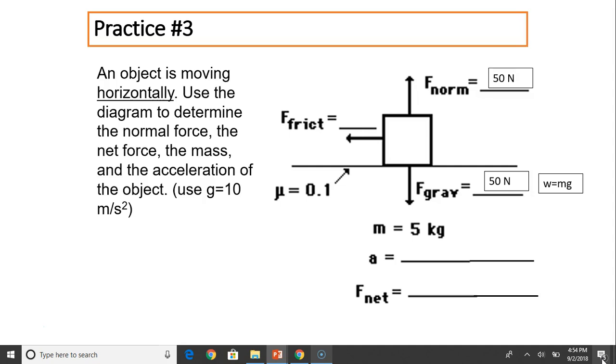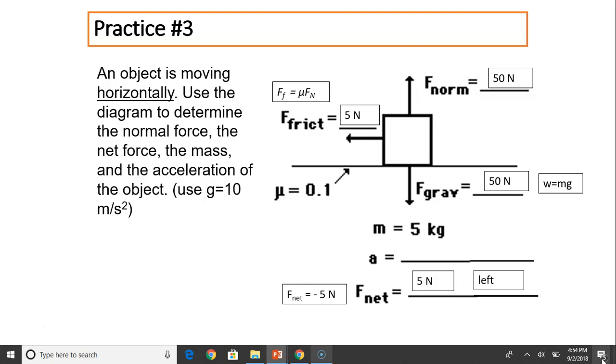I know mu equals 0.1, so friction equals mu times normal force, which gives me 5 newtons. Next, I can figure out F net, because up and down cancels out. So all you have left is the force to the left, which is the friction force. So F net is negative 5 newtons. Negative means to the left. Net force is 5 newtons to the left.